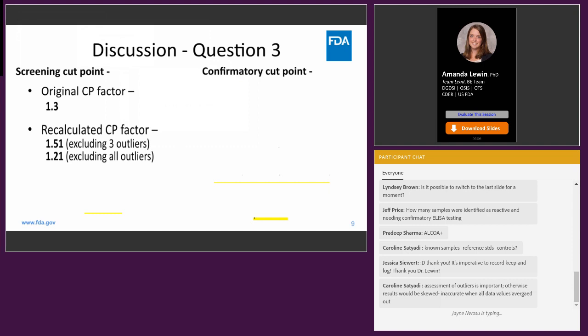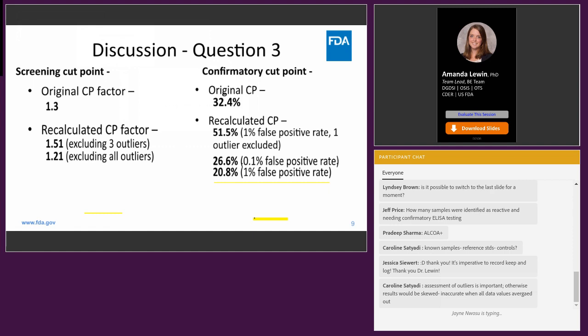For the confirmatory cut point, the original was 32.4%. If you recalculate the cut point using all 150 points, but only excluding one outlier, and utilizing that 1% false positive rate, the cut point would have actually been 51.5%. If all outliers are excluded, the cut point at 0.1% false positive rate would have been 26.6%. While using a 1% false positive rate, you get it down to a 20.8% cut point for the confirmatory assay.